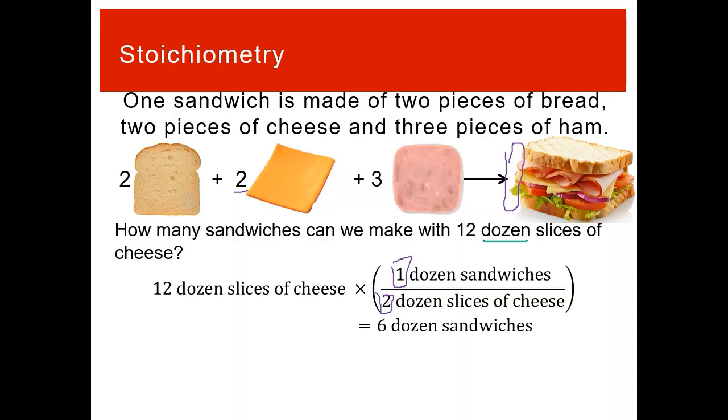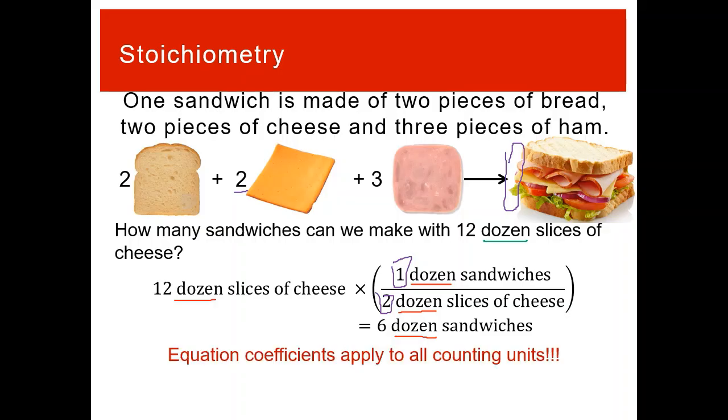But the thing that we note is instead everything has the exact same dozen. Just like we've seen previously, you just don't change the counting unit. Those ratios stay the same. So those coefficients apply when you're working in counting units or when you're working on individual pieces of cheese, individual pieces of ham. They all still come together.